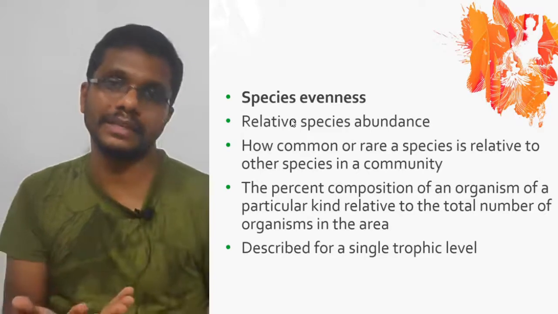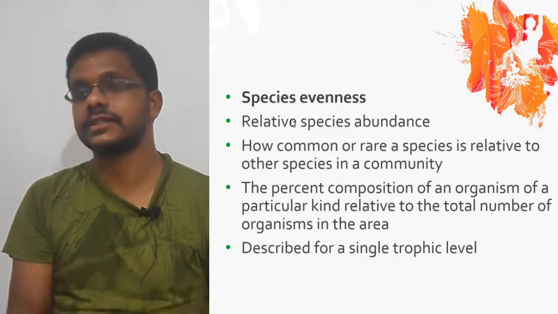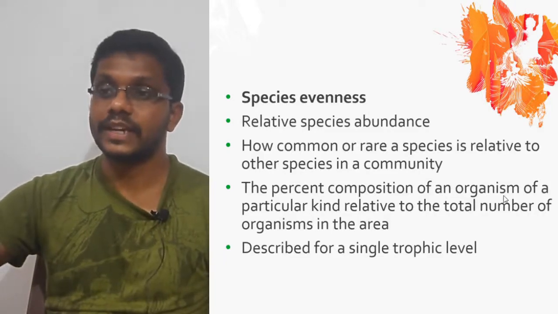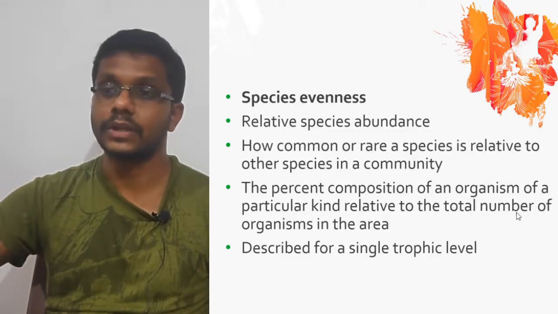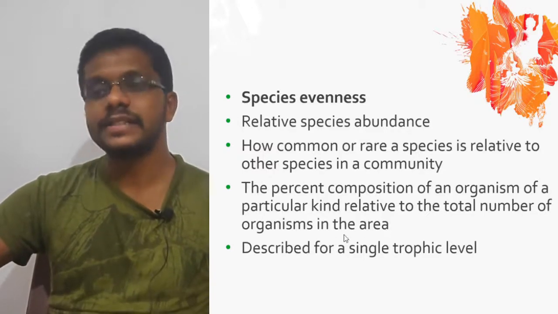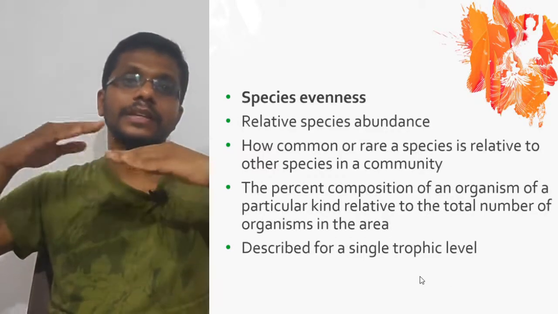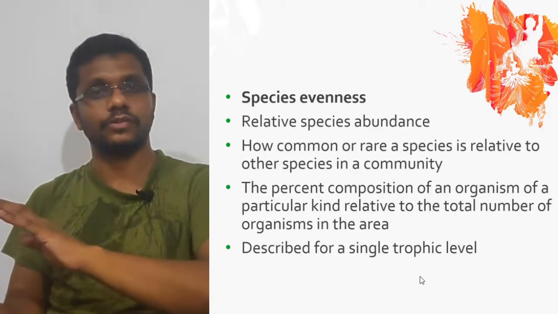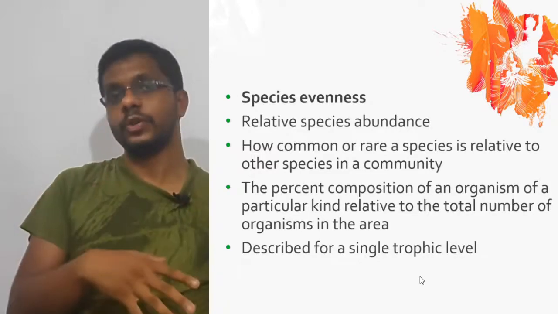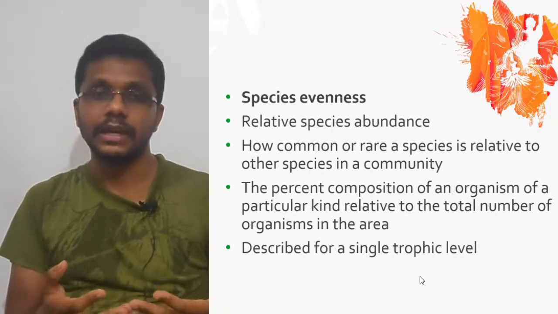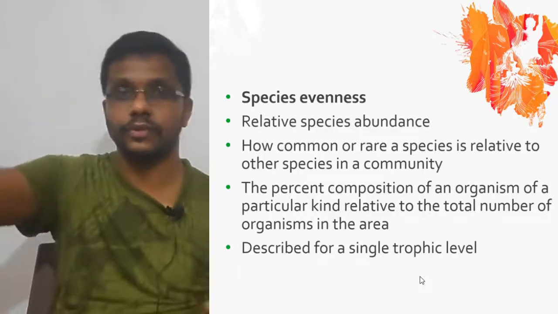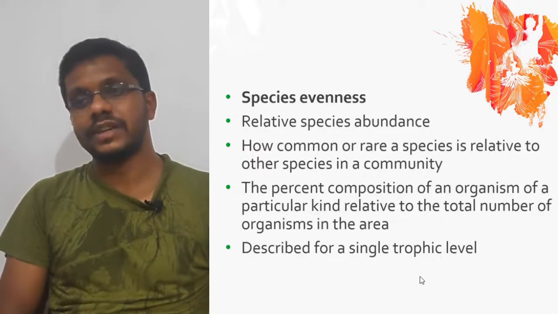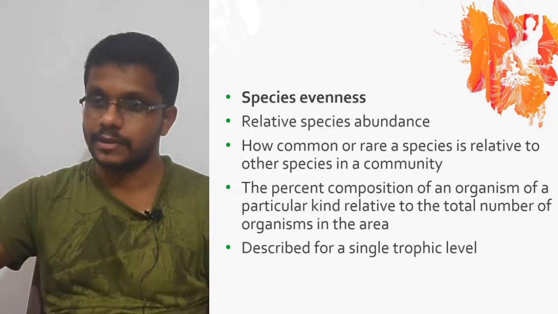Which is the better measure of the species diversity. It represents the percentage composition of an organism of a particular kind relative to the total number of organisms in that area. It is basically done within a single trophic level. If you are doing it for the birds, most of them are on the same trophic level. You can do it for the insects of a particular kind, or you can do it for the producers. So if you have a type of tree, out of the total number of trees, how much percentage does this one comprise? That's what we call species evenness.